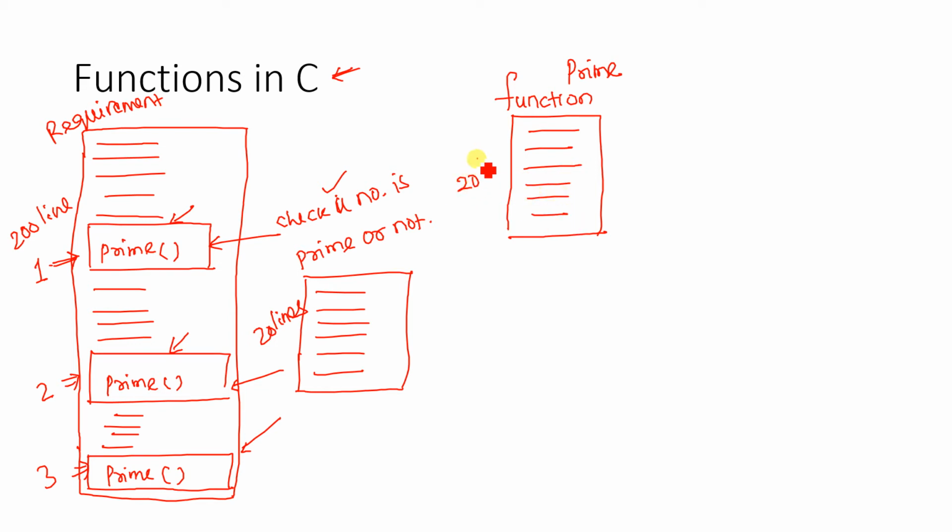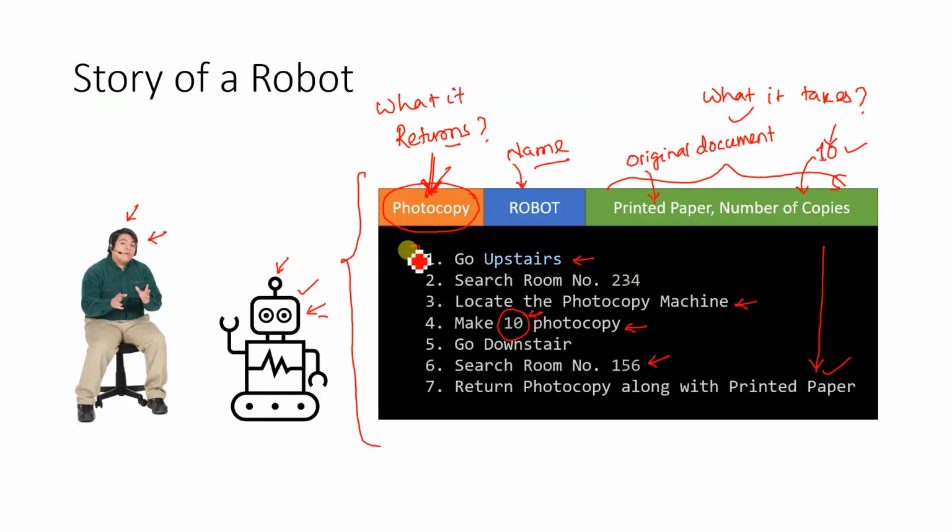Okay, this is the 20 lines I have written one time, and wherever necessary in my entire program, wherever I require this prime function, I just call it. Just like that man is calling the robot every time he wants to print or make a photocopy of his original document. So he has to call that robot, and every time he doesn't require to explain the entire steps that we have written over here.